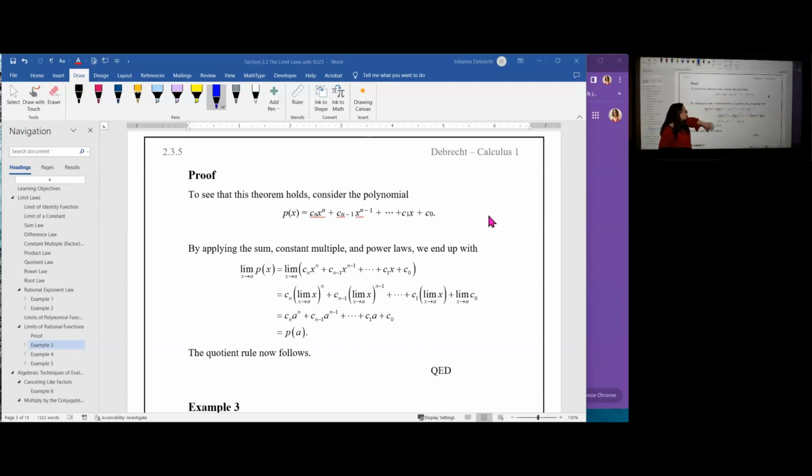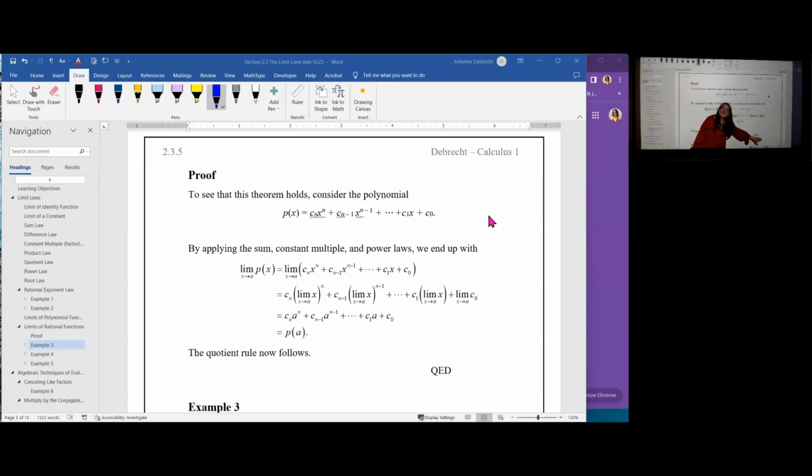If we take this polynomial and we take the limit of it, we can use the sum law to split up the different terms of the polynomial. Then we can use the constant factor law to pull the constants out of each limit. Then we can apply the power law to pull the limit inside of the power. This results in all of the limits really being applied to the identity function. And when we apply the identity function with the limit approaching a, we just get a. And this will give us the constant times a to that power, which is what we were trying to prove.